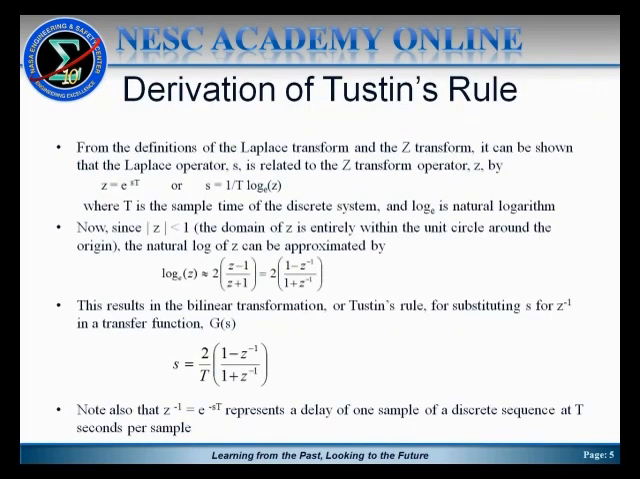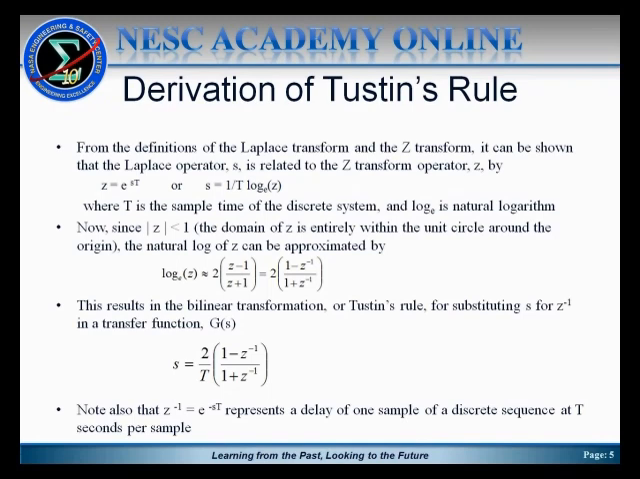So given those definitions of a Laplace transform and a Z-transform, it can be shown that the Laplace operator S can be related to the Z-transform operator Z by the equation Z equals e to the sT. Or you can rearrange that and solve for S and say S is 1 over T times the natural log of Z, where T in this case is the sample time of the discrete system, and log e is obviously the natural logarithm.